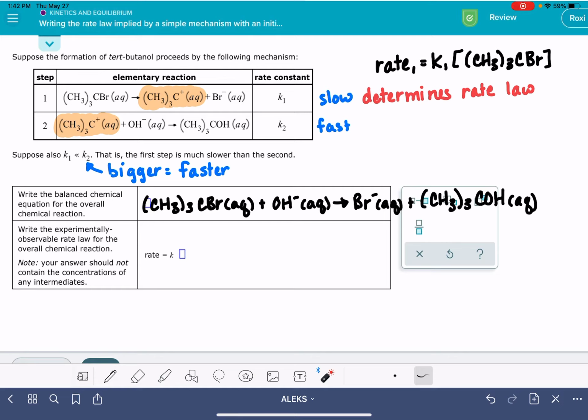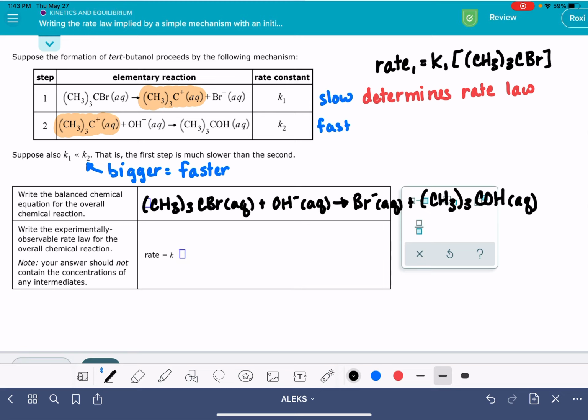Once we have this written out, we're going to take a look at this rate law, look specifically at the molecules that are being featured in the rate law, and just check to see if this molecule is an intermediate. It's not. This is not an intermediate, and in fact, there's no intermediates in this rate law at all, which means that this is the overall rate law for the reaction.